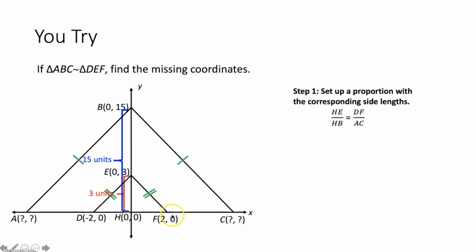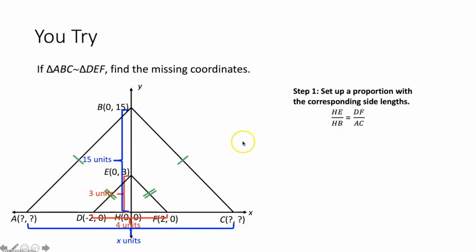Now let's look at the measure of segment DF and the measure of segment AC. The measure of segment DF, we see that D is at negative 2, 0, and F is at 2, 0. So the difference between these two x values, because both of these points lie on the x-axis, would be 4. Therefore, the distance from point D to point F is 4 units. The distance from point A to point C, we don't know, so we're going to call that x in this case.